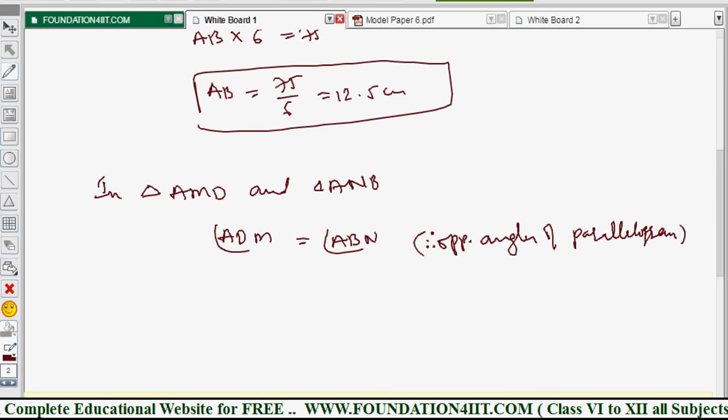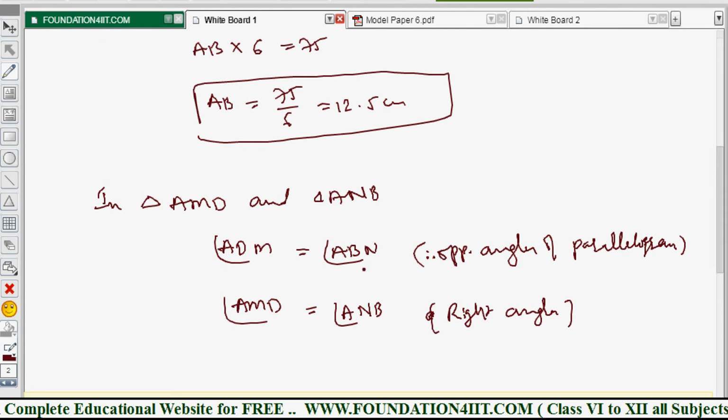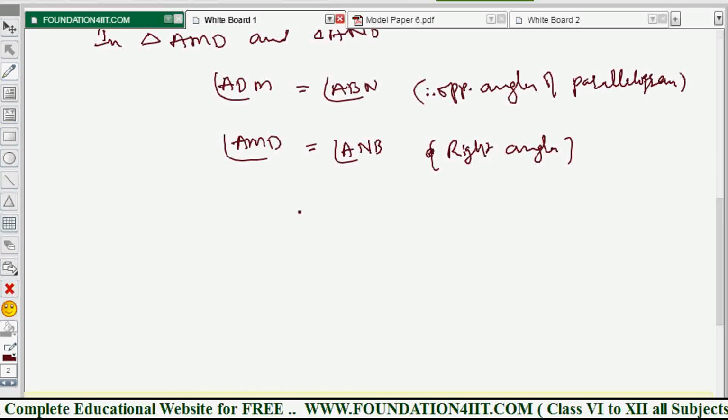And two angles are right angles as given. Angle AMD is a right angle because of perpendicular lines, and angle ANB also. These both are right angles, 90 degrees, so they are equal. By AA axiom, these two triangles are similar. Therefore, triangle AMD is similar to triangle ANB.